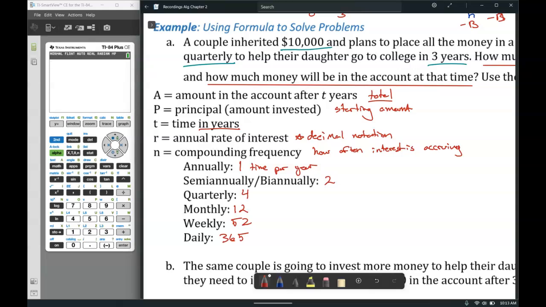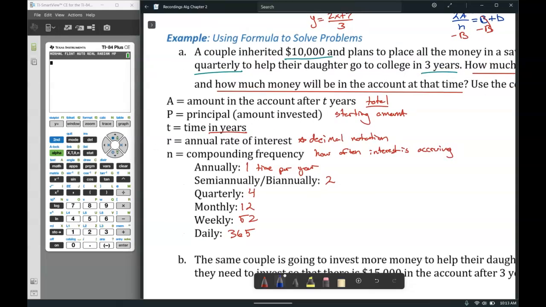So looking at our problem, we can go ahead and figure out what values we know and which ones we need to solve for. Since we're solving for the amount, that's the thing we don't know. We're going to leave that as A. The principal that was invested was the $10,000. They said they're going to invest it for 3 years, and the rate of return is 5%, which in decimal notation will be 0.05. Compounding frequency was listed to be quarterly, so it's going to be 4 times per year.